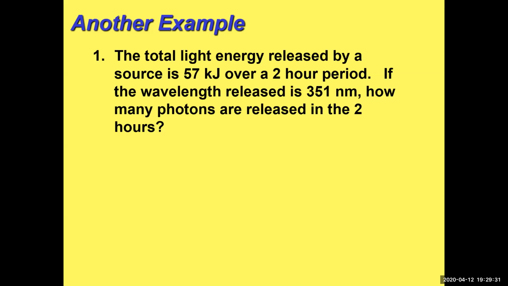So in front of you right now, you should see that PowerPoint slide. There are 2 problems on this slide, and we'll do one and then the other. The first one says the total light energy released by a source is 57 kilojoules over a 2-hour period, and the wavelength of light released is 351 nanometers. How many photons are released in the 2 hours? Okay, I'm going to switch over so you can see me do this problem live.